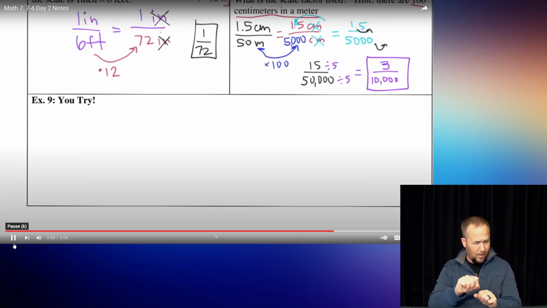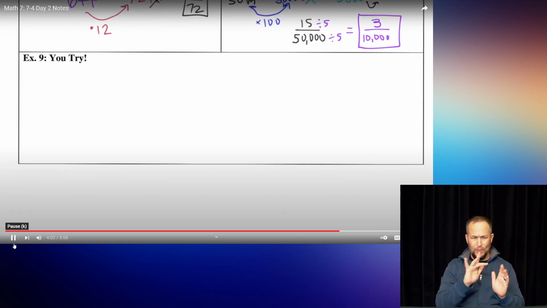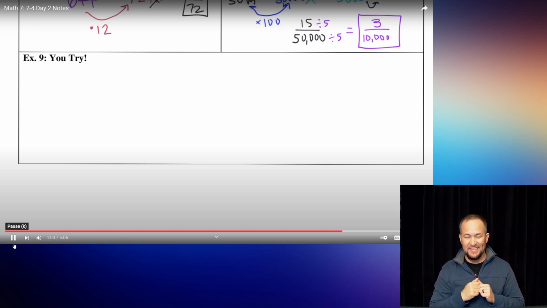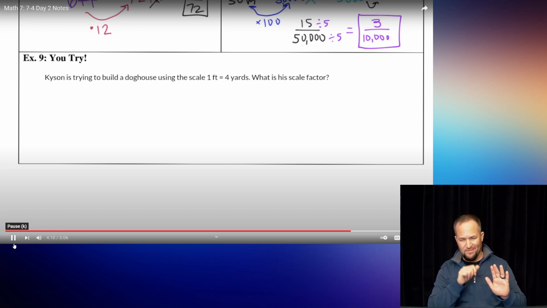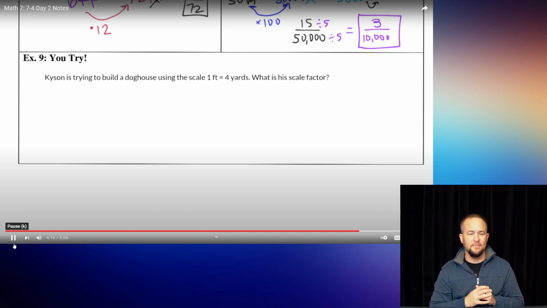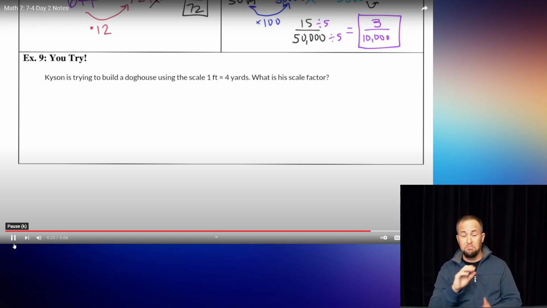All right, and then I also just realized that it says you tried, but there is no question. So here's the question that we are going to complete. Sorry about that. You do not have to write this word problem down, unless you would like to. Tyson is trying to build a doghouse using a scale 1 foot to 4 yards. What is his scale factor? So go ahead and pause this video. Try to convert 1 foot to 4 yards into just feet, and then lose your labels so that we have our scale factor in simplest form.